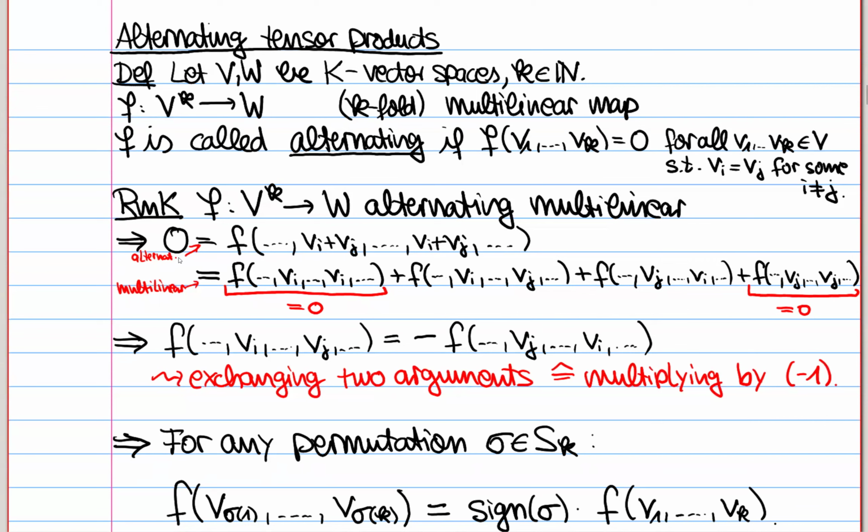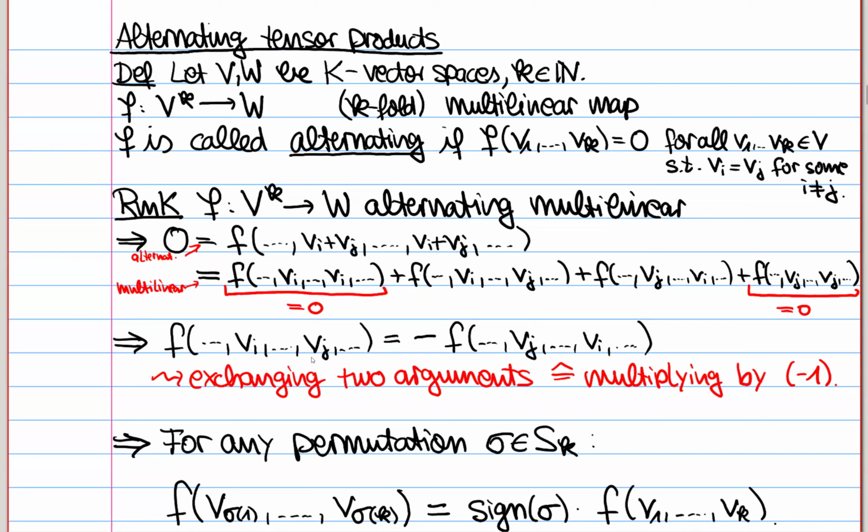And so we get overall 0 is the sum of these two terms, or in other words, if you now put in vi and vj in slots i and j, then this gives you minus the result of putting first vj and then vi. So if you exchange two arguments, you multiply by -1. And you can check this as an equivalent characterization of this alternating property.